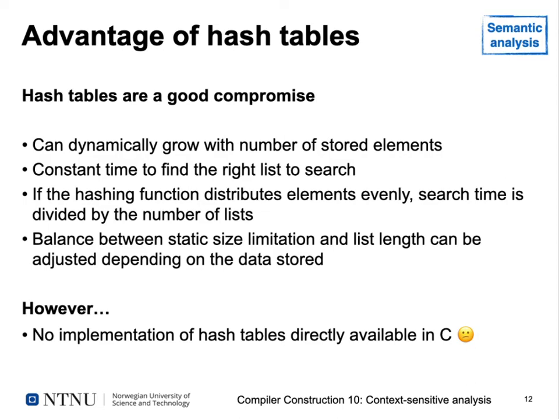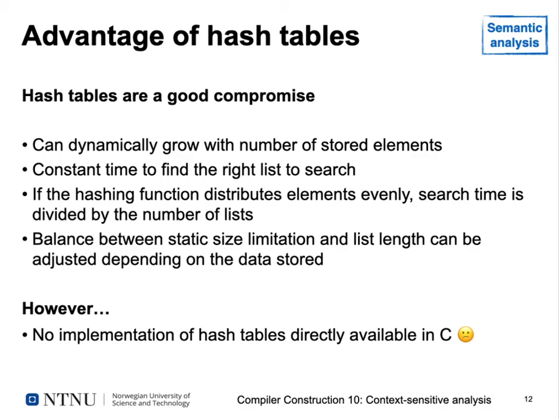So hash tables are a good compromise to use for symbol tables because they can dynamically grow with the number of stored elements. We need a constant time to find the right list to search, but of course the time for traversing this list can still be variable. But if the hashing function distributes elements evenly, which is a property of a good hashing function, the search time is divided by the number of lists at least. And of course you can have more than the 4 elements that we've shown. Hash tables provide us with a good balance between a static size limitation and a list length, and this can be adjusted depending on the data to be stored.